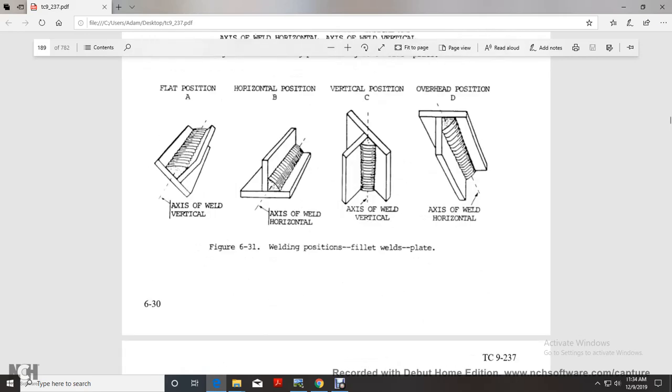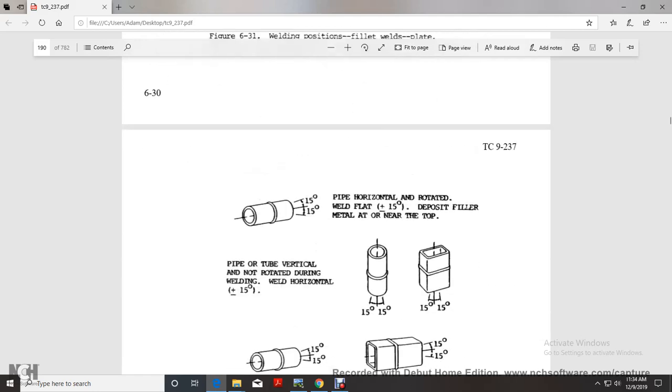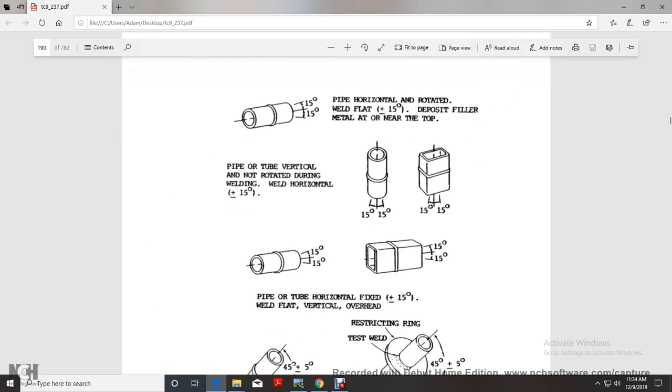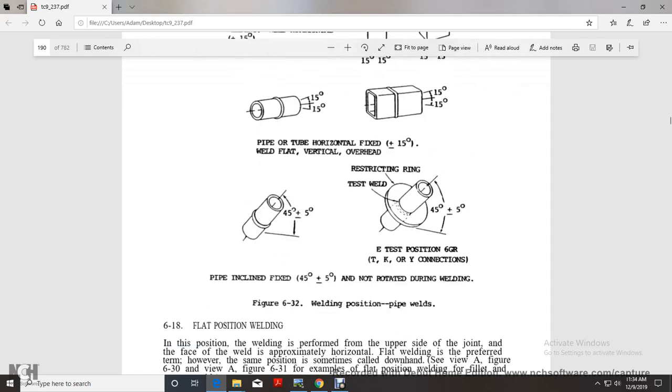Flat position A, the axis of the weld is horizontal. B, axis of the weld horizontal. Pipe horizontal and rotated, welded at plus or minus 15 degrees, depositing filler metal near the top. Pipe or tube vertical, rotated during welding, horizontal at plus or minus 15 degrees. Pipe or tube horizontal and fixed, weld vertical up to plus or minus 15 degrees. Then pipe inclined and fixed at 45 degrees plus or minus 5 degrees, not rotated during welding. Restricted ring test, test position 6GR, TKY connections.